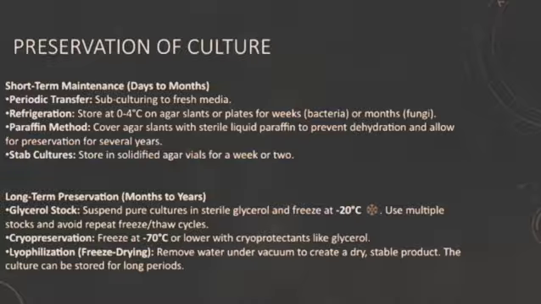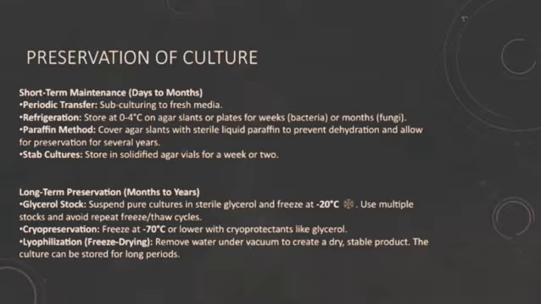Second, refrigeration. Cultures can be stored at 0 to 4 degrees Celsius on agar slants or plates. Bacteria can be preserved for weeks while fungi can last for months. Third, paraffin method. In this technique, agar slants are covered with sterile liquid paraffin to prevent dehydration. This can preserve cultures for several years. And fourth is stab cultures. Cultures are stored in solidified agar vials, which can keep them viable for a week or 2 weeks.